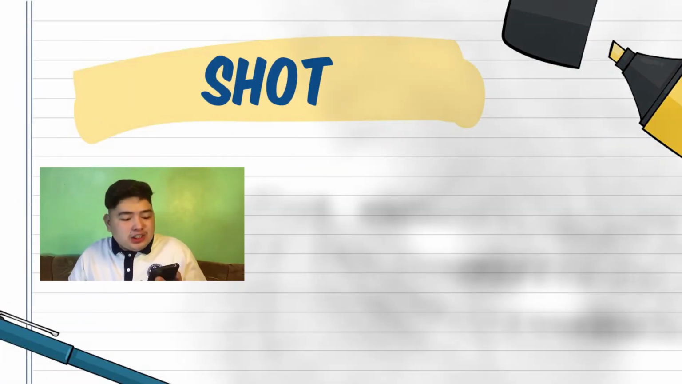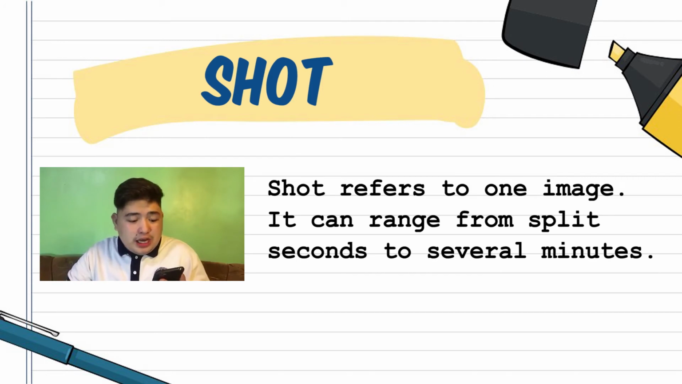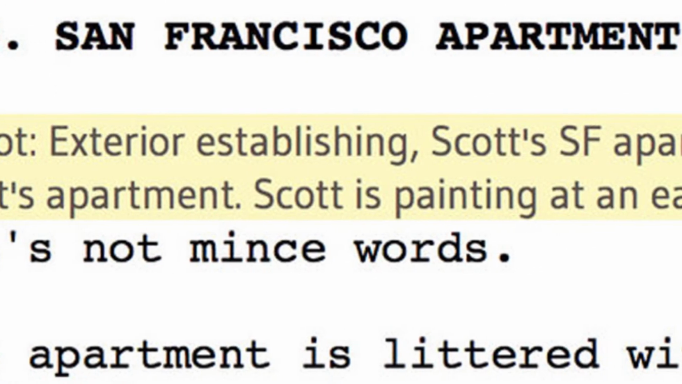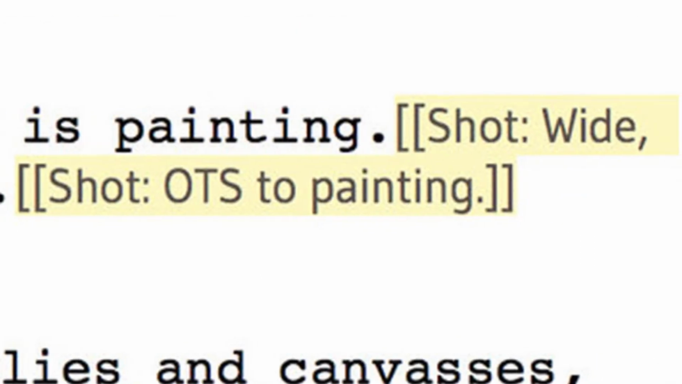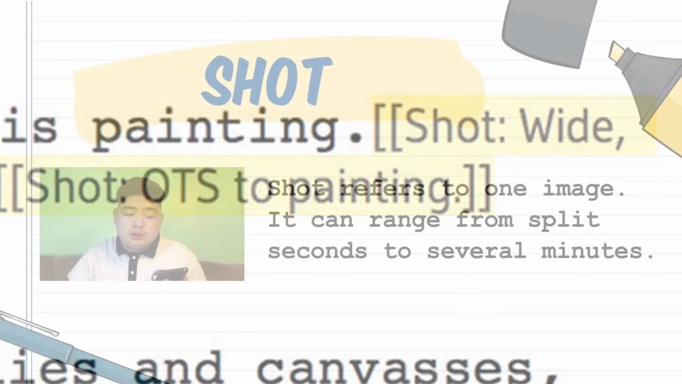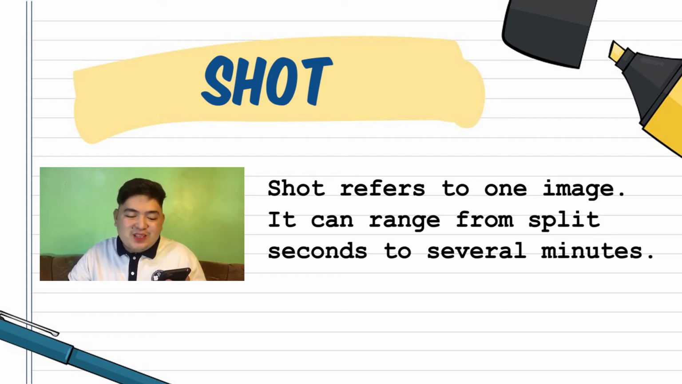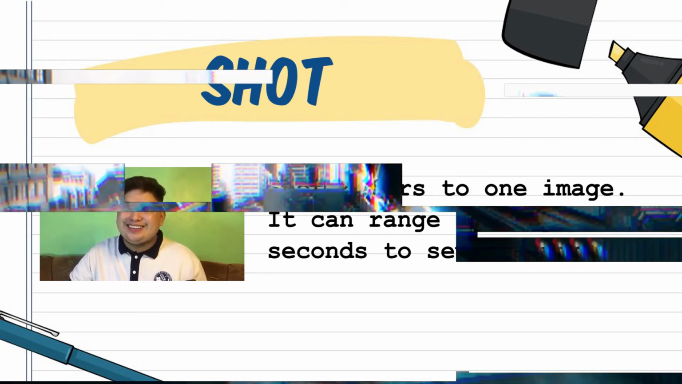Shot. Shot refers to one image. If there's a cut, you've changed shots. A shot can range from a split second to several minutes. Shots are generally chosen by the director, although the writer can use capital letters to suggest where the camera should be. The following are examples of camera shots and camera angles.